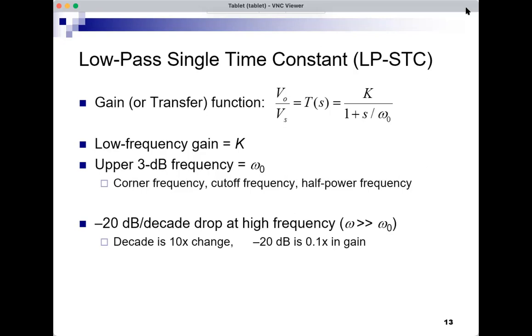And in dB, a 10 times drop in gain is a change of -20 dB. And in frequency, a 10 times increase in frequency is called a decade. So -20 dB per decade means if the frequency increases by a factor of 10 times, the gain drops by a factor of 10. But with a condition. This doesn't apply for all frequencies. It applies if we're looking at frequencies that are much larger than omega 0.